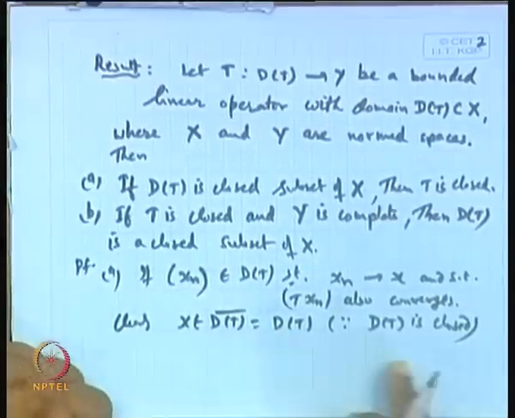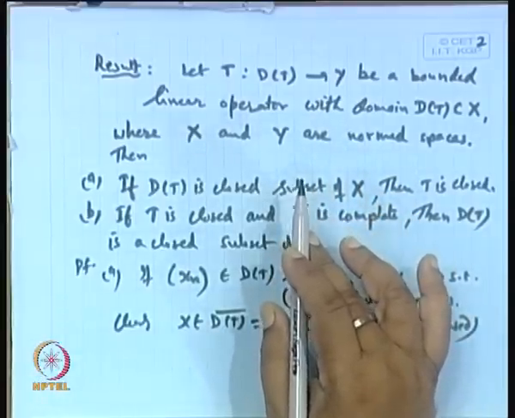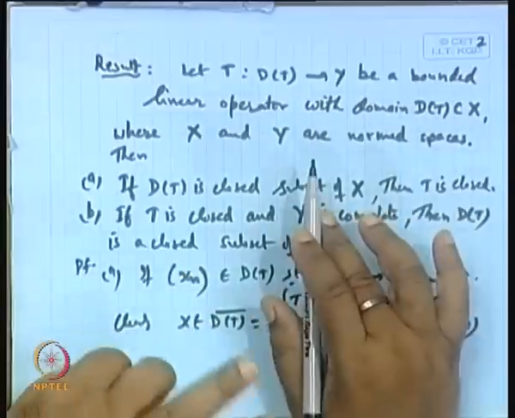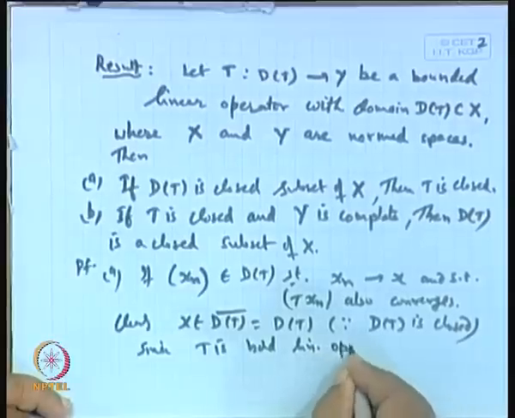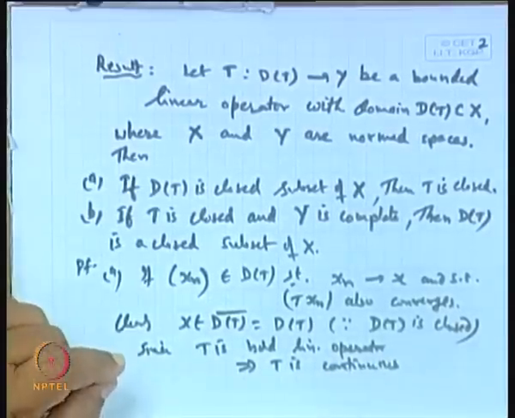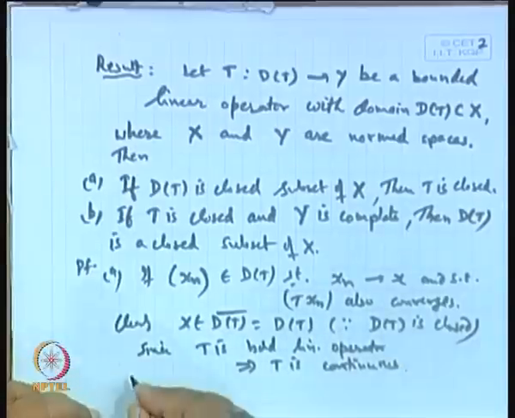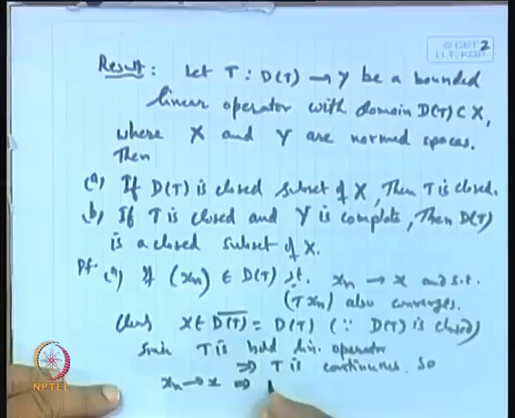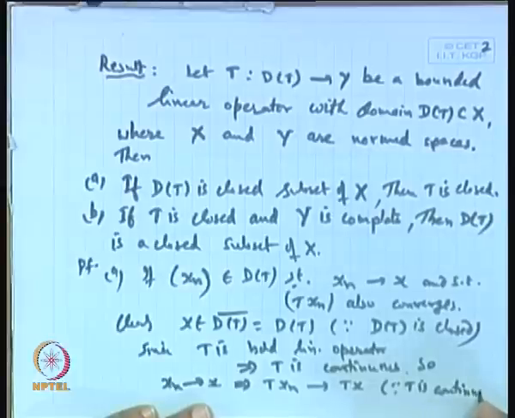Now, what is given is that T is a bounded linear operator. For a linear operator, boundedness and continuity are the same. So, since T is a bounded linear operator, it implies T is continuous. Since T is continuous, it transfers a convergent sequence to a convergent sequence. So, x_n converges to x implies T x_n will go to T x, because T is continuous. T x_n converges is already given, so it will converge to T x.